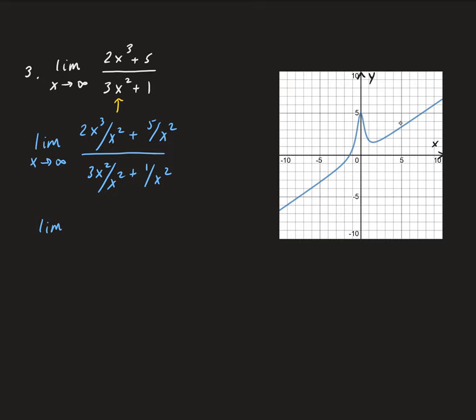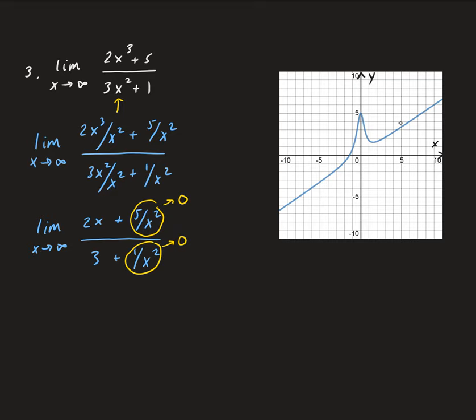So we can simplify this. 2x cubed over x squared leaves us with 2x, and we have plus 5 over x squared, all divided by 3 plus 1 over x squared. As x approaches infinity, this term is going to 0, and this term is also going to 0. And so what we're left with is 2x over 3.